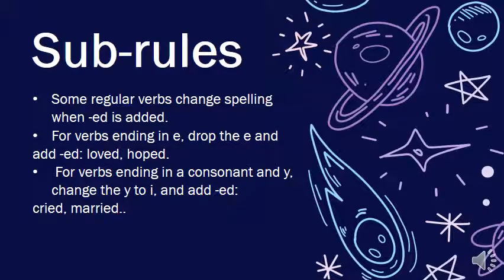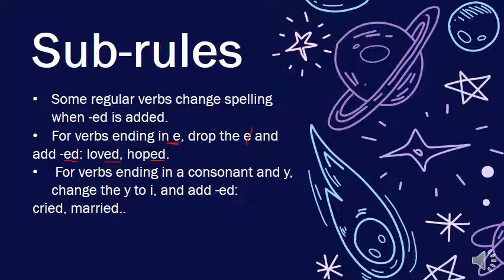The spelling rules that you have in your book. Some regular verbs change spelling when ed is added. For verbs ending in e, what do we do? We drop the e and add ed. Like love, we drop the e and then add ed. Like hope, we drop the e and add ed.